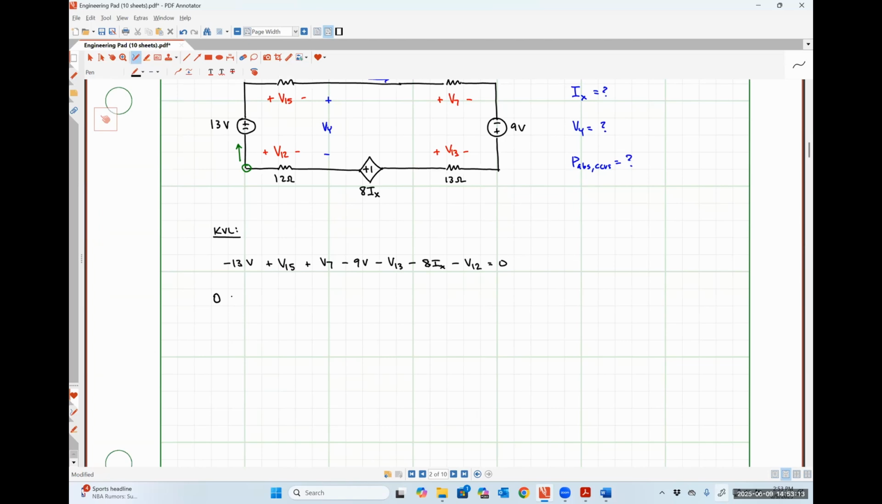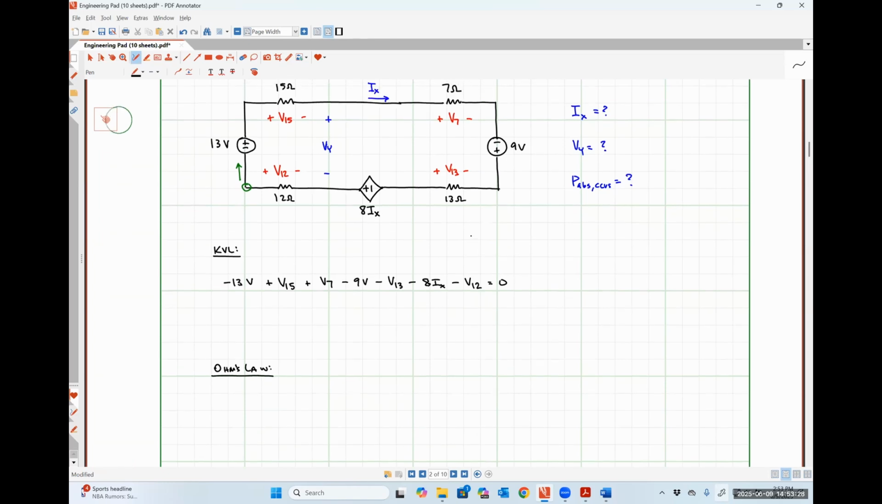So below here, actually, let me give myself more room. We're going to deal with the Ohm's law stuff. Okay. So I'd like you guys' help, if possible, in using Ohm's law to express all of these resistor voltages in terms of that current IX. So let's start with that voltage V15. Would anyone care to venture a guess as to how we would express that voltage in terms of that current IX? IX times 15. So 15 ohms times IX.